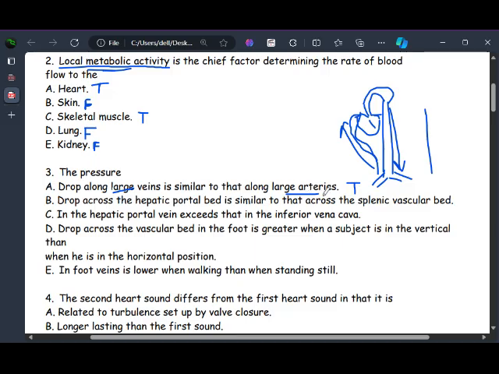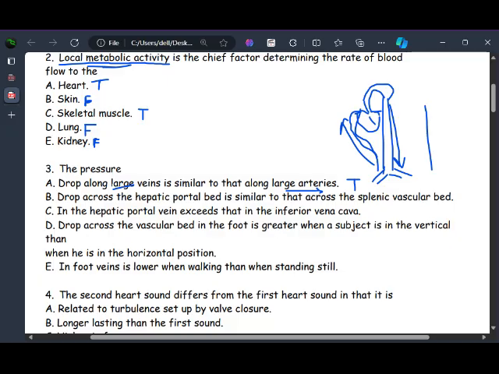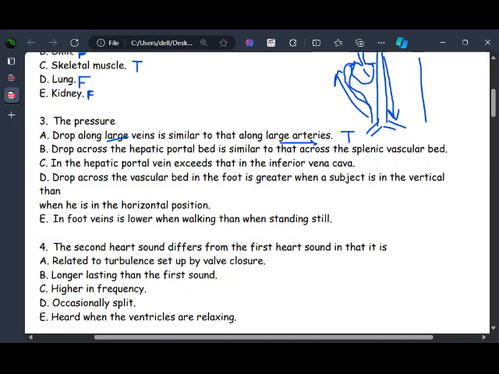They are both wrong candidates for resistance. In other words, what I'm trying to say is that these large veins and large arteries have very low resistance. Yeah, terrible thing to say those words in that particular order. But yeah, option B, the pressure drop.